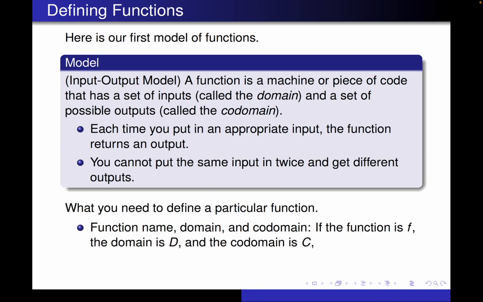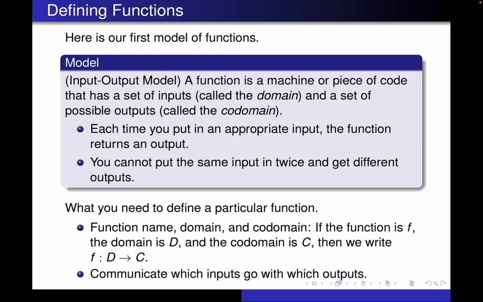So if the function is named f and the domain is the set D and the codomain is the set C, the way you'd indicate that symbolically so that you don't have to jumble over too many words is you'd put f colon D right arrow C. So the f indicates the name of the function, the D indicates what the domain is, and the C indicates what the codomain is.